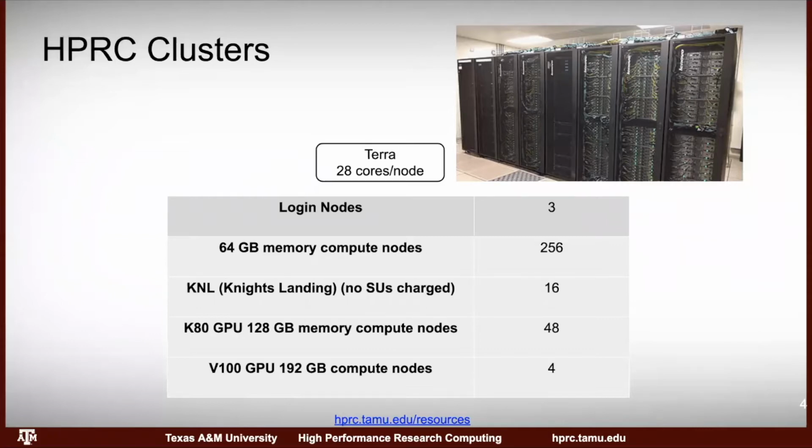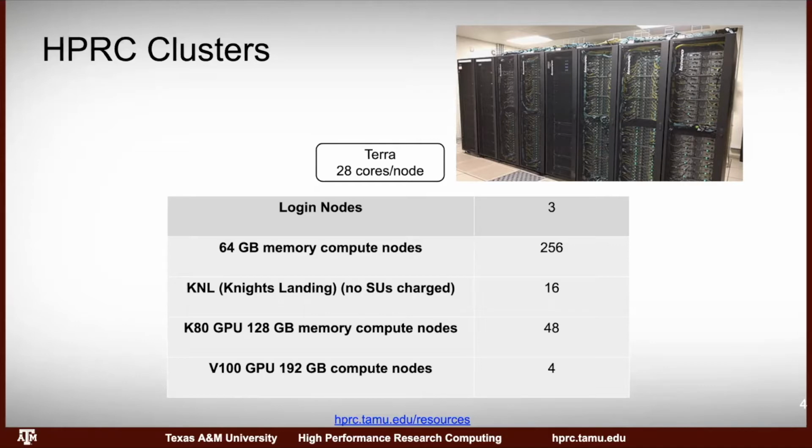So on Terra, each node has 28 cores. They're all dual socket, so it's 2 actual CPUs with 28 cores on them. There's 3 login nodes. Again, most of the compute nodes are going to have 64 gigabytes of memory. That's going to be 256 of those. Then there are also the KNL Knights Landing nodes, and we don't charge SUs on them. They're not very popular. There's like 16 of them. So if you need a Phi card as your accelerator, you have an option there. The most available accelerators or GPUs on Terra are going to be the NVIDIA K80 GPUs.